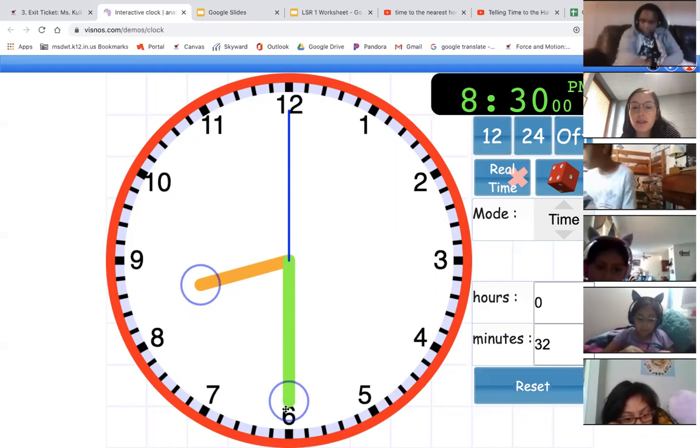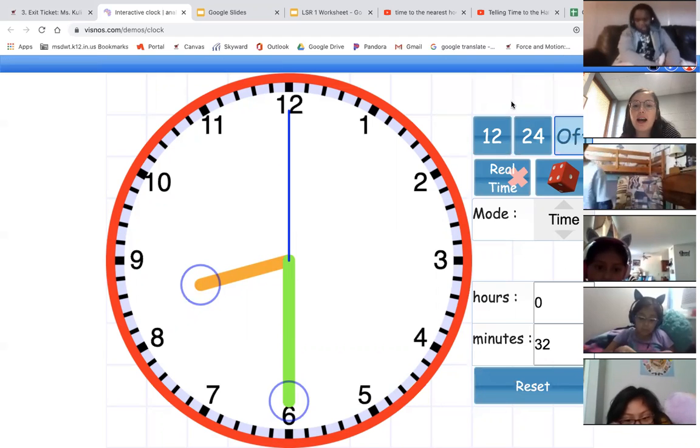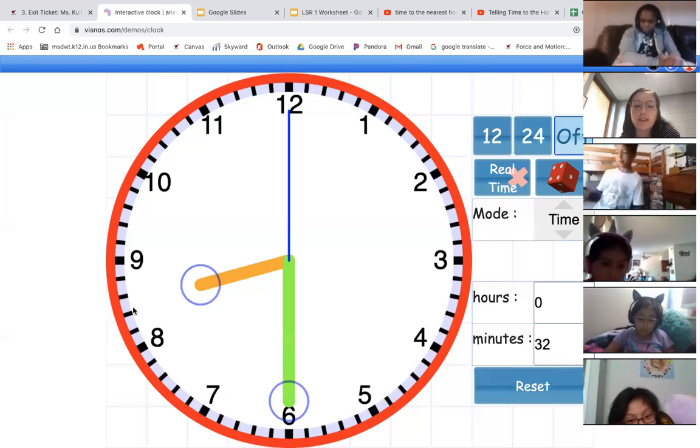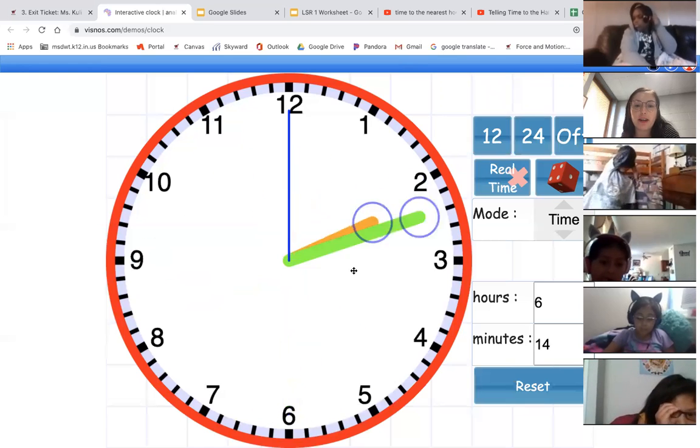Emily, what time is it now? 8:30. Perfect, 8:30. Okay, let's see. I'm going to try, there we go. I'm going to put up, close your eyes, everyone, close your eyes. I'm going to put up a time. I want you to send me a chat with that time, okay?